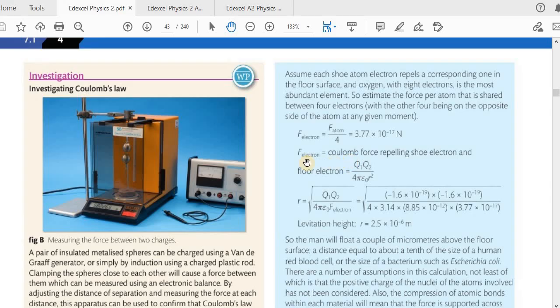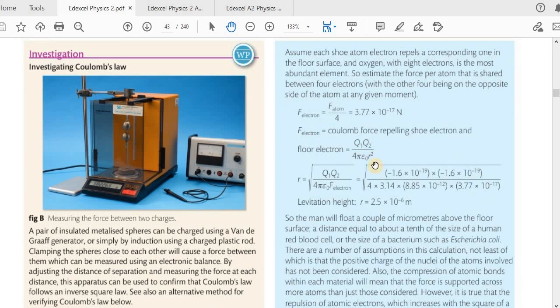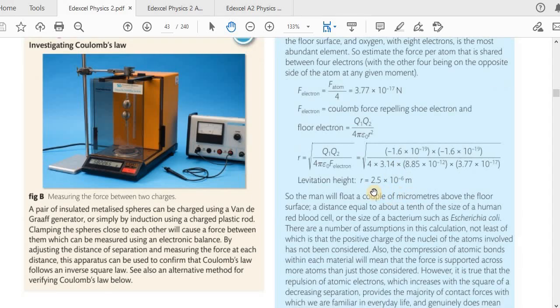Then the force on an electron equals the Coulomb force repelling the shoe electron and the floor electron. And remember this equation, the electrostatic force, and in this case it will be the electrostatic force of repulsion. So we have this. Now we can find R. We already know this, and we know both the electrons, so this is the charge on an electron, and then we can find R. So we make R the subject of the equation, then you will have this. So levitation height equals 2.5 times 10 to the power minus 6 meters.